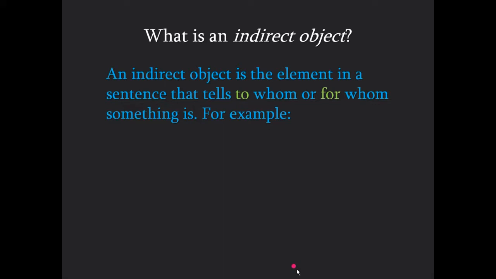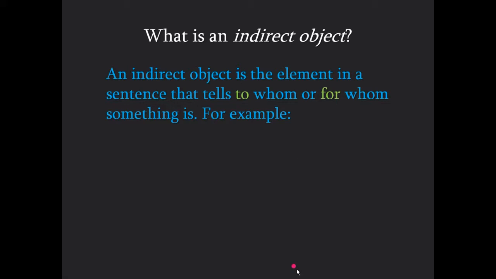So the first question we want to answer is, what is an indirect object? Well, an indirect object is the element in a sentence that tells to whom or for whom something is done. It very often functions with verbs like give, say, send, promise, because those verbs often take indirect objects. In other words, you give something to someone, you say something to someone, you send something to someone, you buy something for someone, and so those are some verbs that often take indirect objects with them.